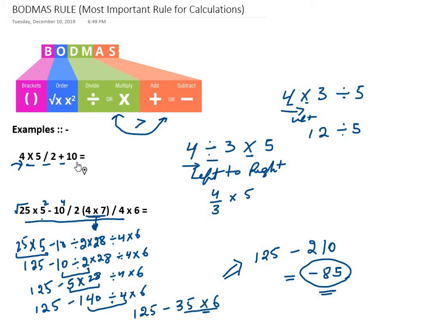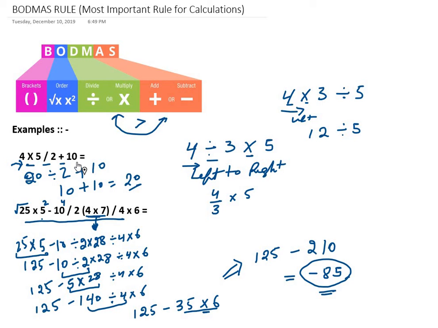So 4 into 5 is 20. So we have performed 4 multiplied by 5, divided by 2 plus 10. Now again moving from left to right, although we need not move from left to right because division has higher priority than addition, so we have to perform the division. No need to check the left to right thing here. 20 divided by 2 is 10 plus 10. 10 plus 10 is 20. So we arrived at the answer.